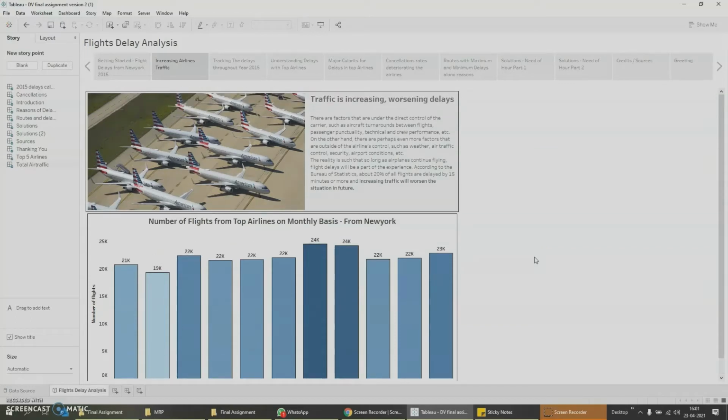So in reality, as long as airplanes continue to fly, flight delays will be a part of our experience. And according to the Bureau of Statistics, about 20% of the flights are delayed by at least 15 minutes, and increasing traffic will only worsen the situation.